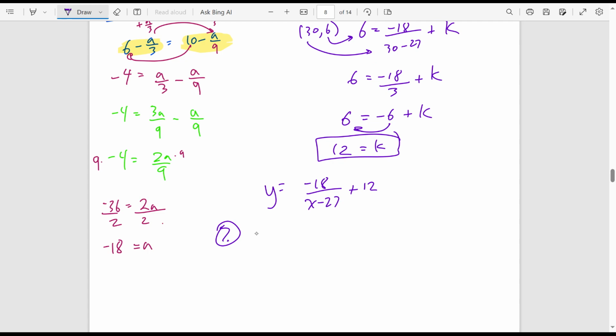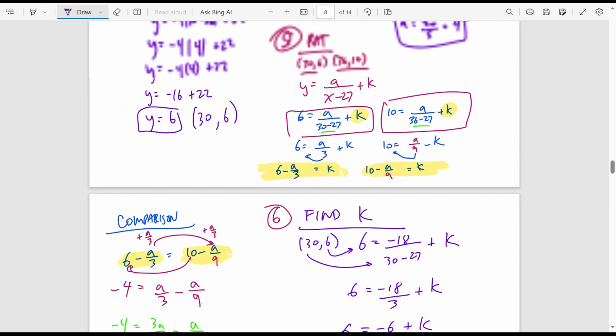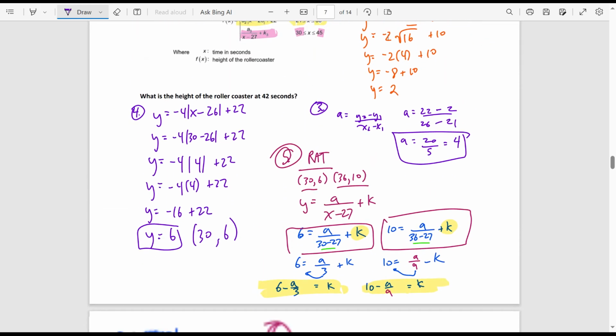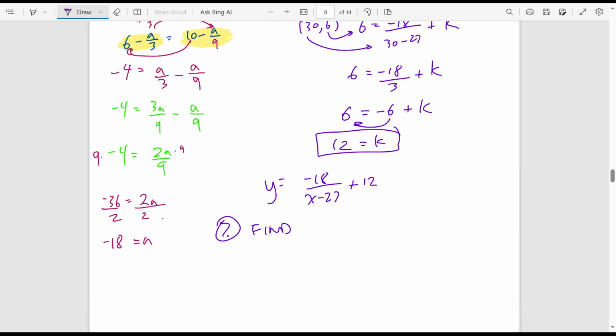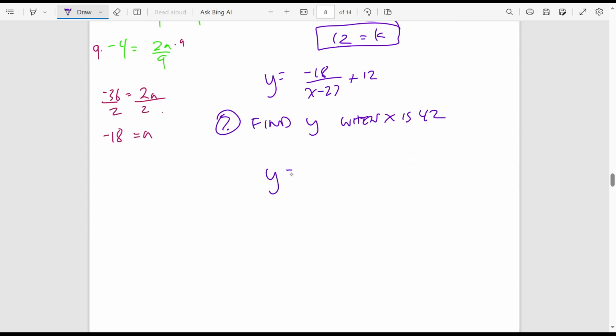So number 7, does it give me an x or does it give me y? What is the height? So what is the y when x is 42? Find y when x is 42. So y is equal to negative 18, 42 minus 27 plus 12. And then solve. That was a beast.